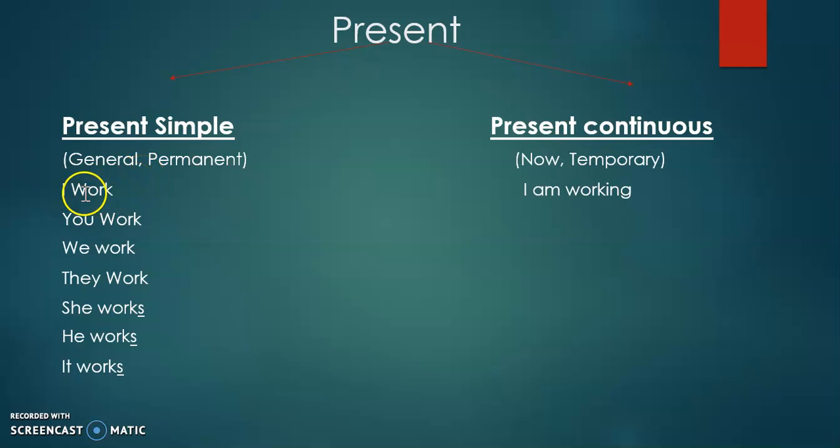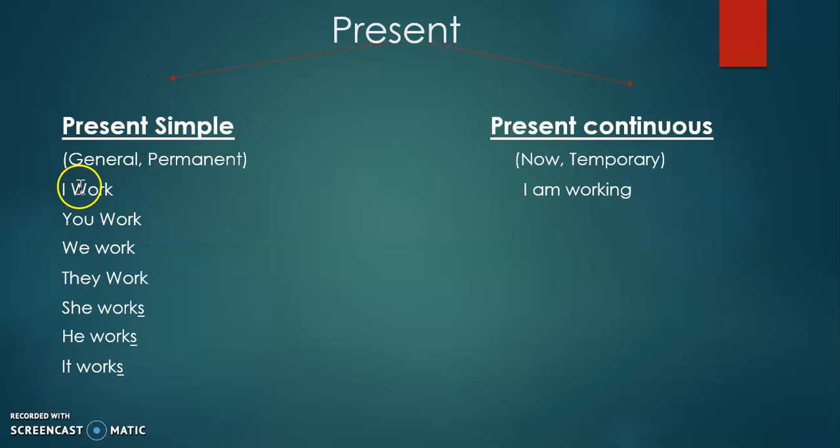I work in a college. It means I work in a college for a longer period. I'll be there tomorrow also. I work in a college. That is permanent. That is fixed. You work, we work, they work.